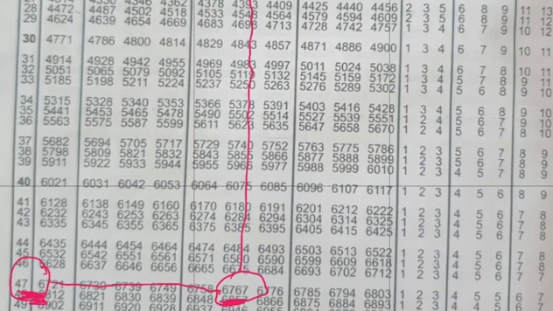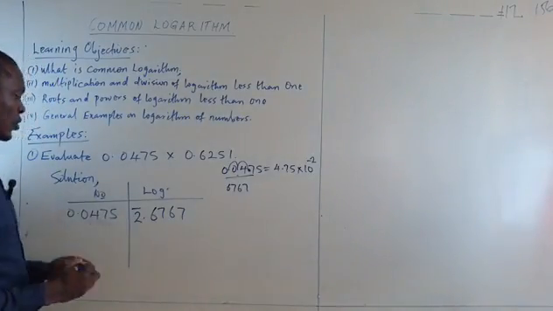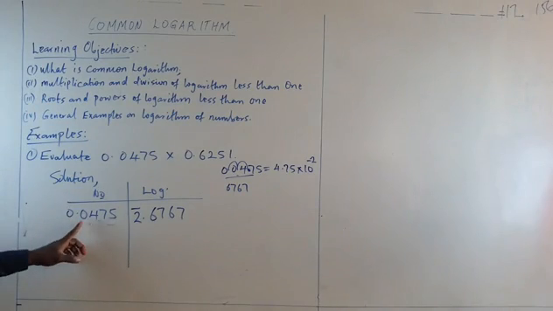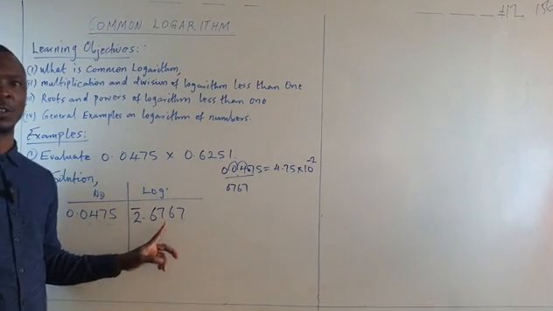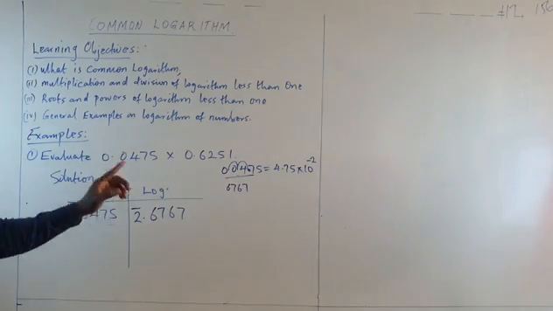So 47 under 5 is 6767. Since we don't have any other digit after 5, we are going to record 6767. So the logarithm of 0.0475 gives us about 2.6767. So we go to the next number.